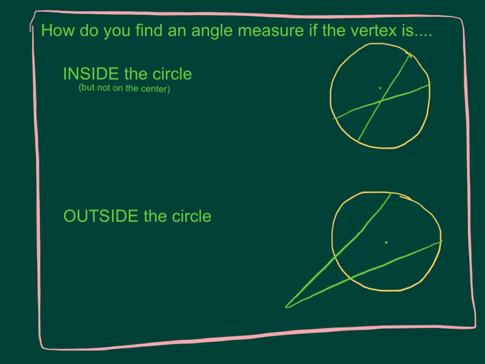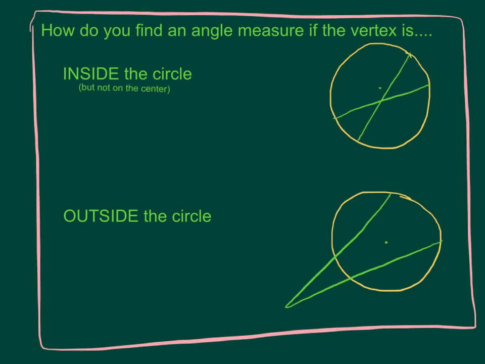On the top half of your notes on the left-hand side, I'd like you to make a box and write this question. How do you find an angle measure if the vertex is inside the circle, but not on the center, or outside the circle? Now this is kind of new to us. We know how to find the measure of an angle if it's a central angle, that's if it ends on the center, or if its vertex is somewhere on this yellow line, but we don't know how to find an angle measure if it looks like this.